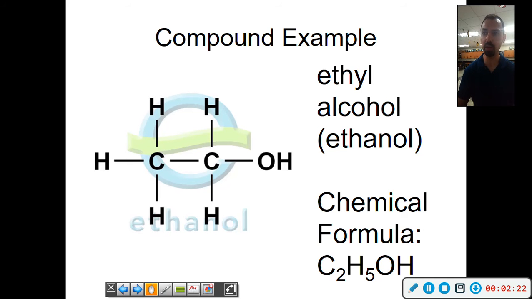All right, so the way you'd write out the chemical formula from this, you'd count up each of the things. So 2 C's, that's where you got that, and then 5 H's around it, so H5, and then OH, and that's what makes the chemical formula.